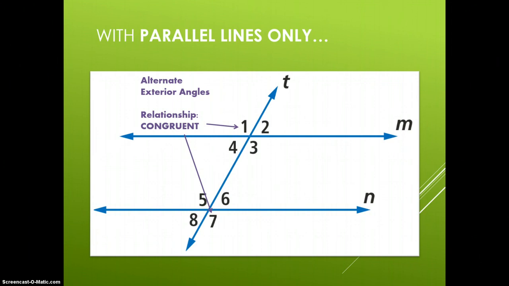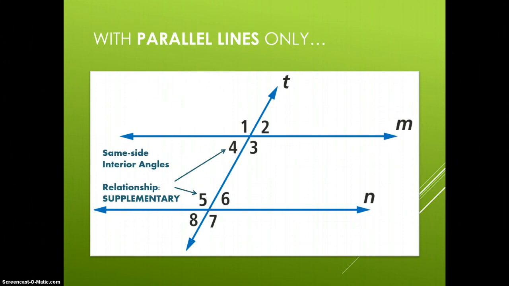2 and 8. And those are also congruent. Now, this one's a little different. When you've got the same side interior angles, they're not going to be congruent. I suppose there's one case where they could be congruent if you've got 90-degree angles running all around, but that's quite rare and, to be quite honest, quite boring, really. So if one is less than 90, the other one's got to be greater than 90.